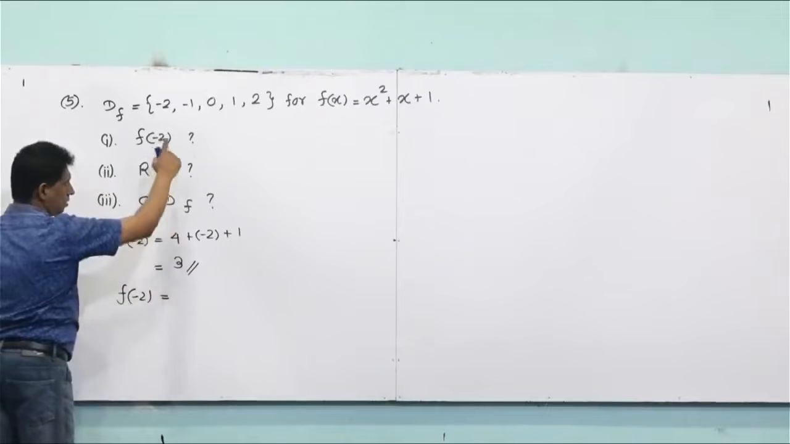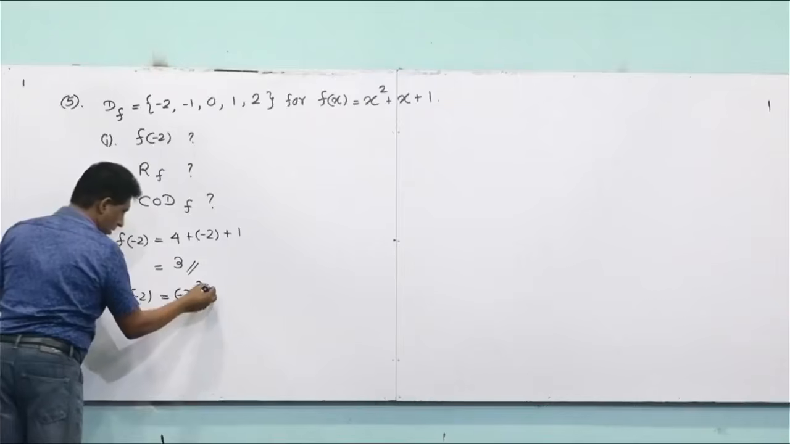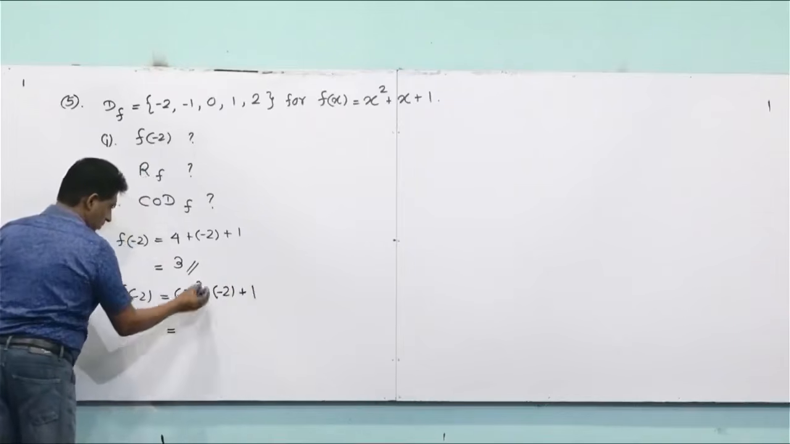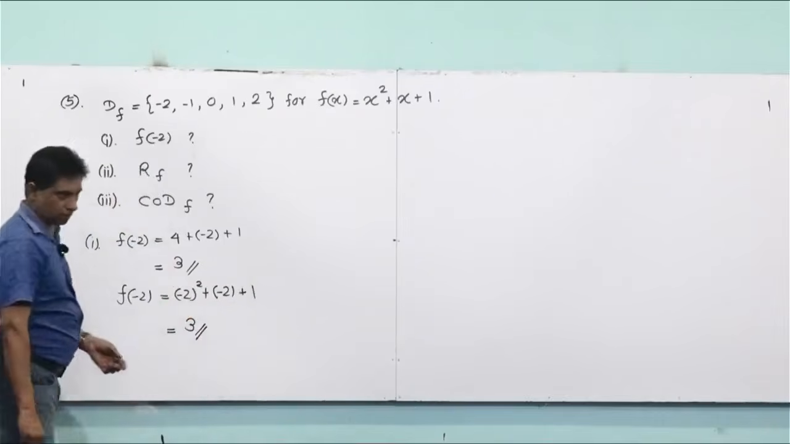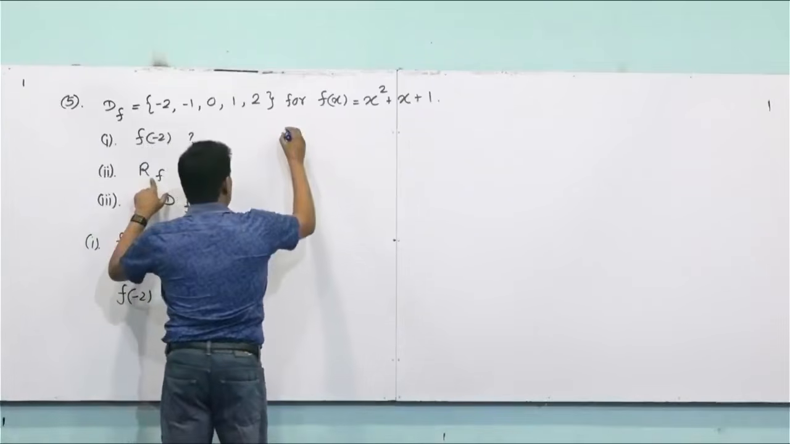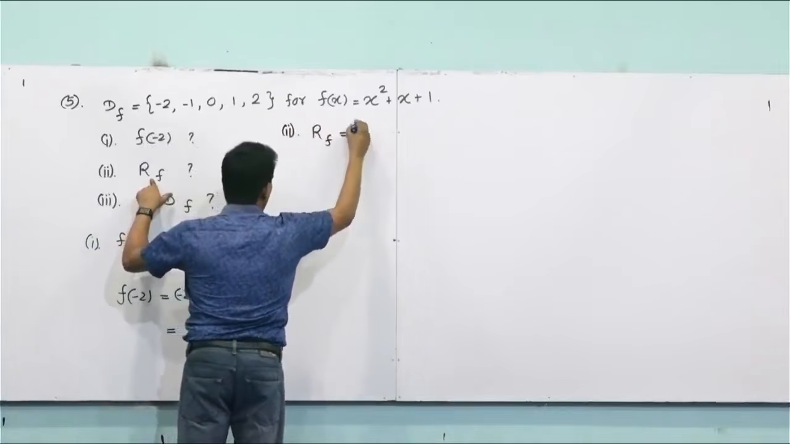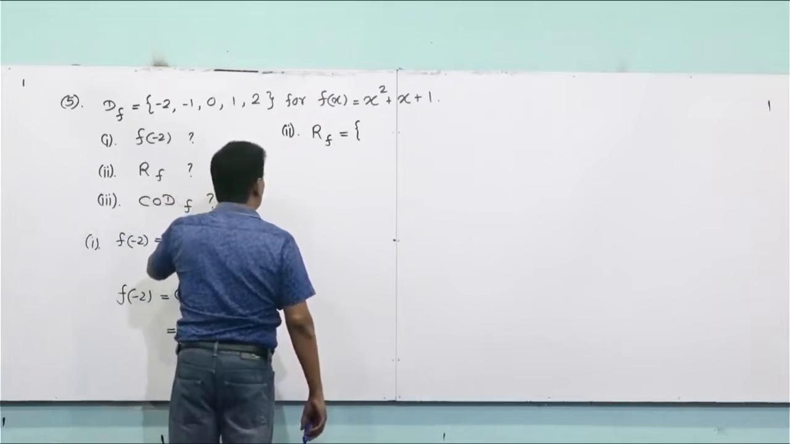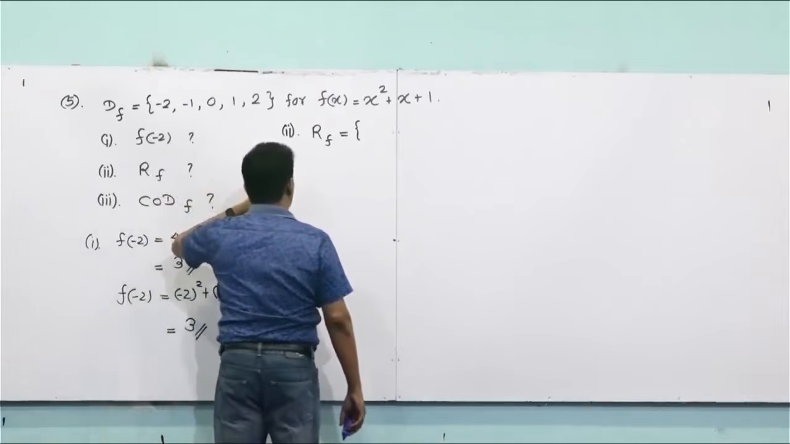The other method: you have to substitute x minus 2. Then minus 2 squared plus minus 2 plus 1. When you simplify this one, you get positive 3. Right? Second one, you have to write the range. To write down the range, we need every image, no?